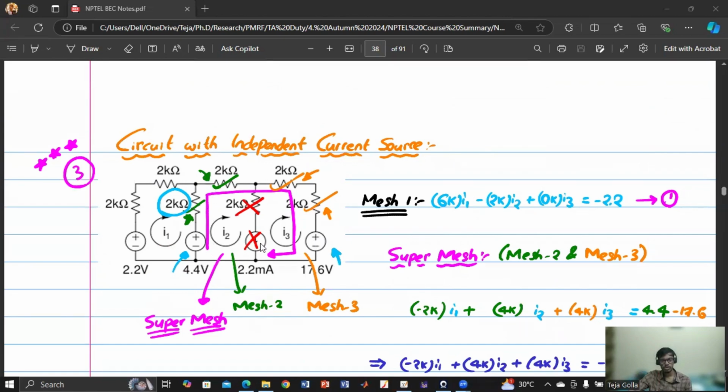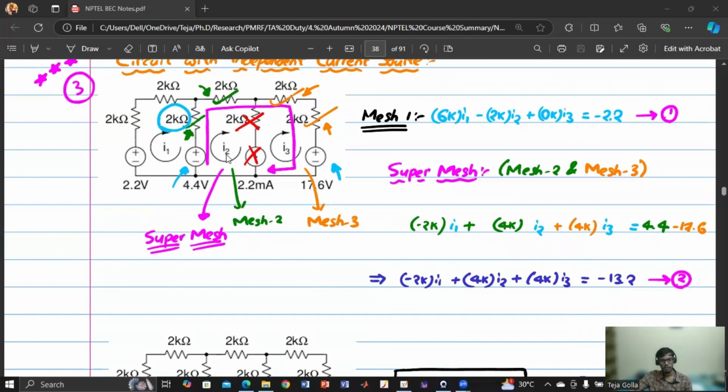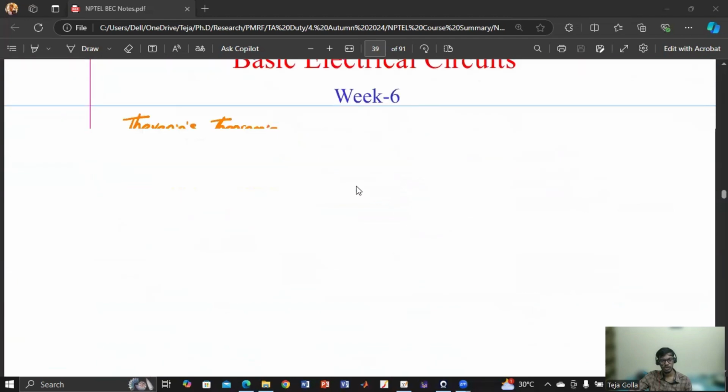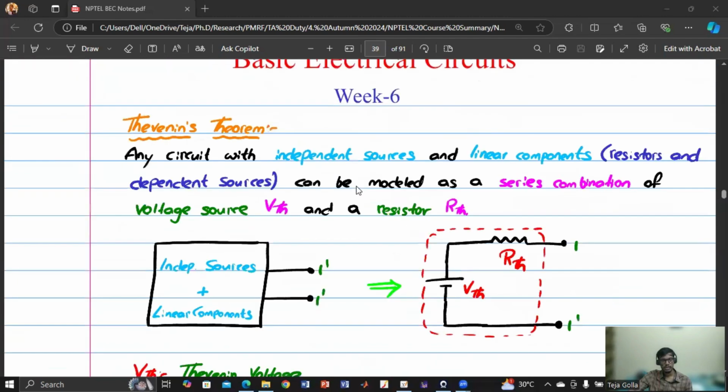So there is no current source. But when you are applying the super mesh in the outer loop, you have to consider this outside equation. So you will get one equation from the super mesh, one equation from the mesh 1, and another equation from this current source. So three equations, three unknowns, and you can solve for it. So that completes our week 5.